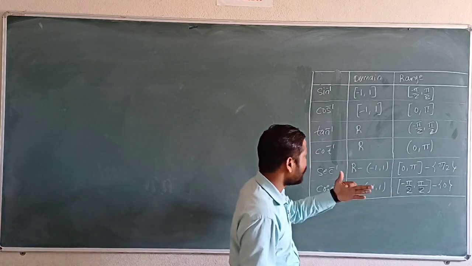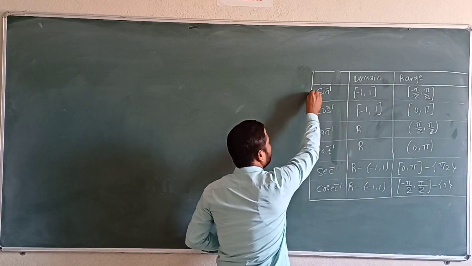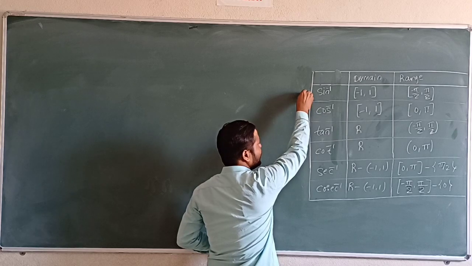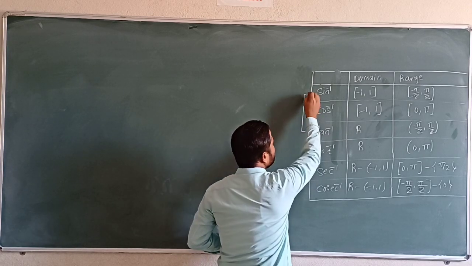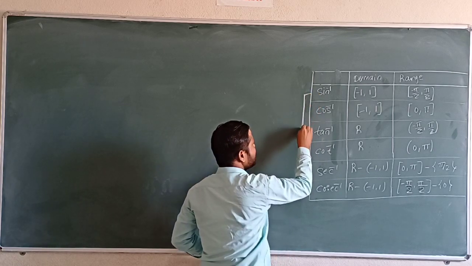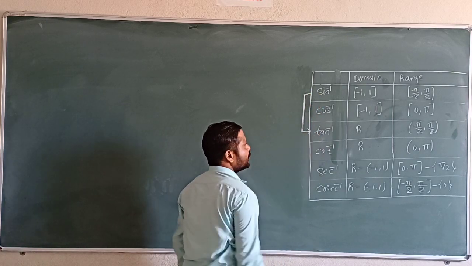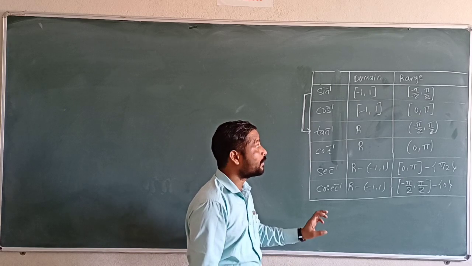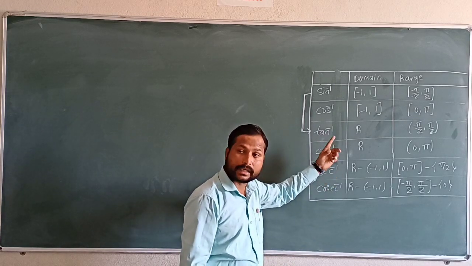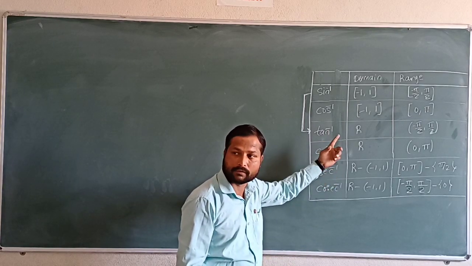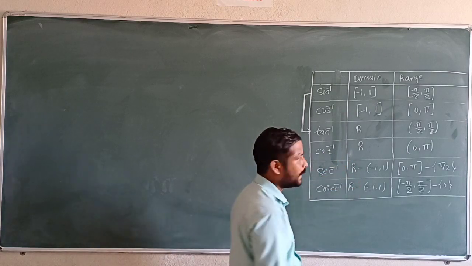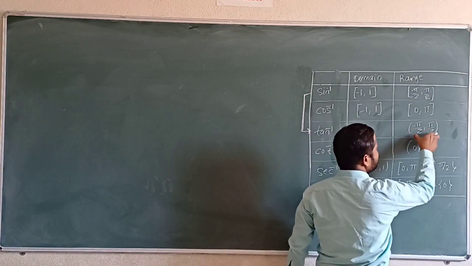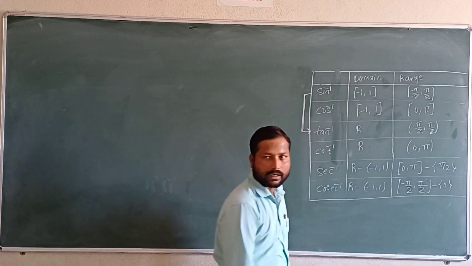Okay. Here, logically think: the sine inverse and tan inverse ranges are the same here. But what is the change there? In sine inverse it is a closed interval. In tan inverse it is an open interval. That's the difference, right? It is a closed interval here, and it is an open interval here.